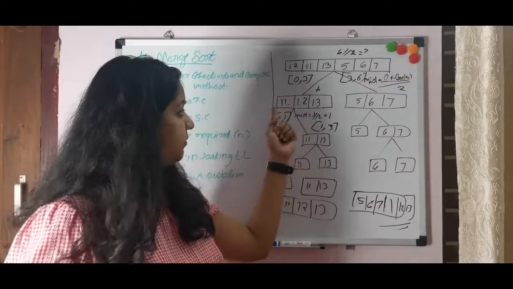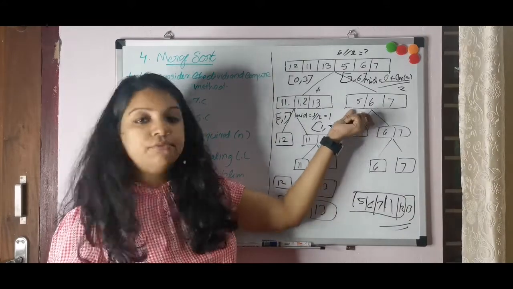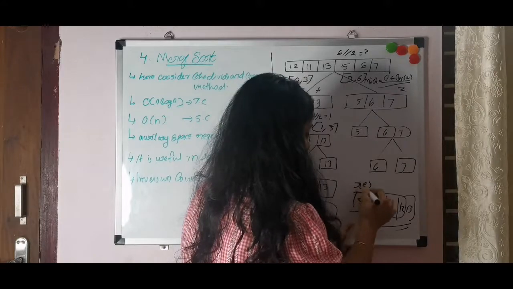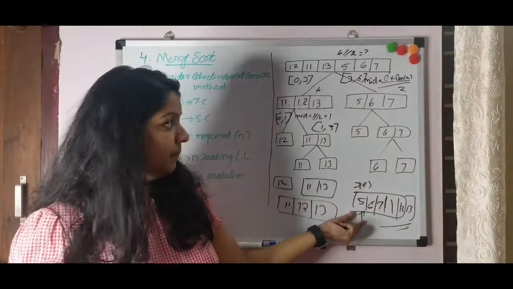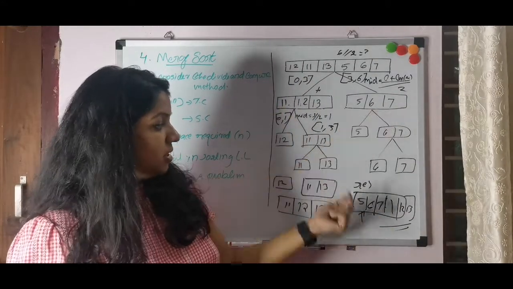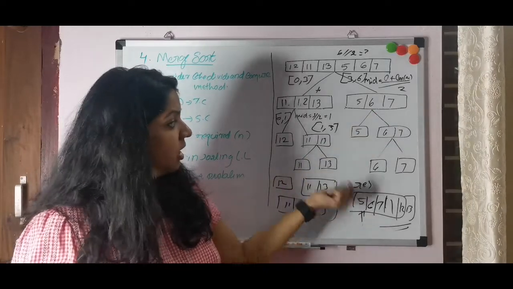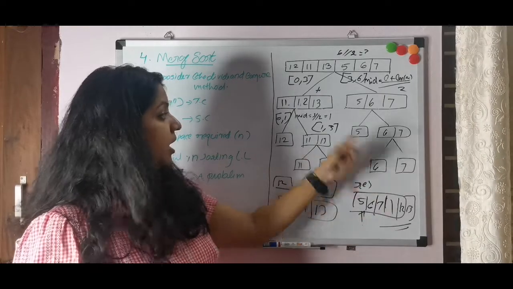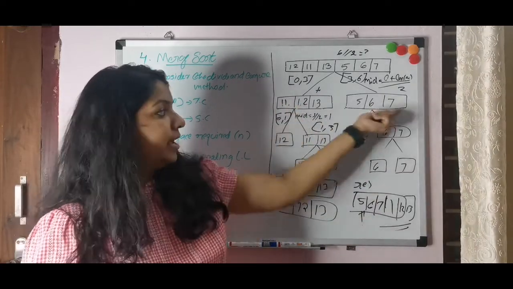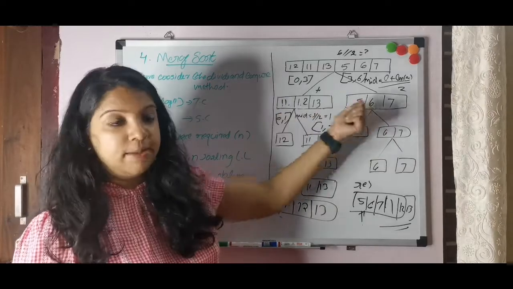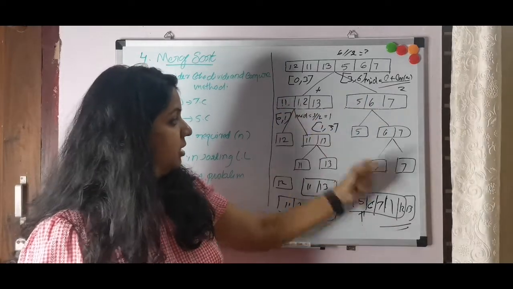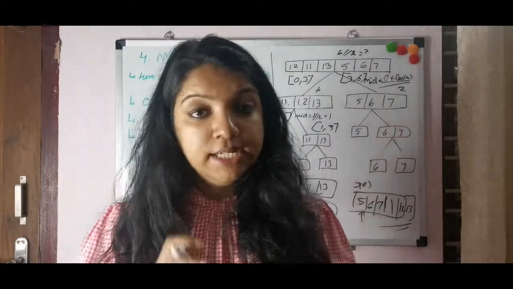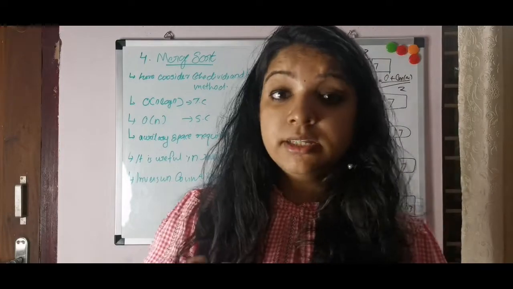So checking the first element with this one, 5 is less, then it is assigned to this temporary array. So it is assigned to this array, then 11 is checked with the 6, 6 is lesser, so 6 is assigned here. Then 11 is checked with the 7, 7 is lesser, so 7 is assigned here. Then there is no element left, so it will follow with this element. So 11, then 12, then 13. So again we will get the sorted order. That is the main thing happening in the divide and conquer strategy in the merge sort.